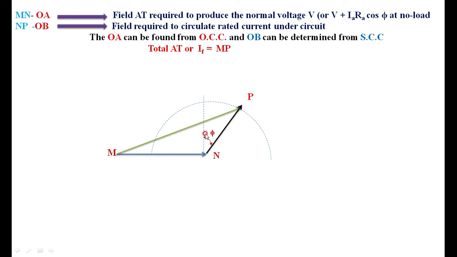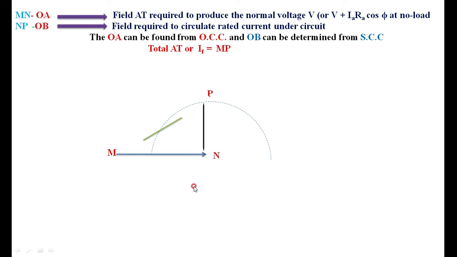Now I am changing over from lagging load to the unity power factor load. Therefore, we can look into it carefully. This is NP, it is for power factor changing from lagging to unity power factor. NP I am adding here, then what I am getting here. Okay, next.